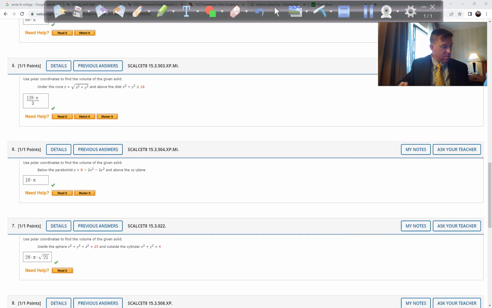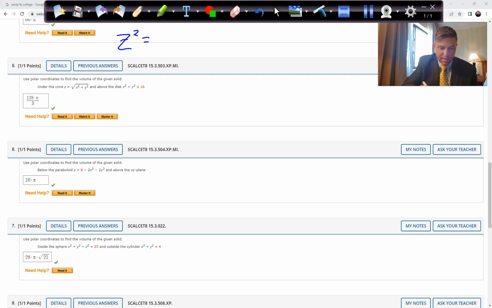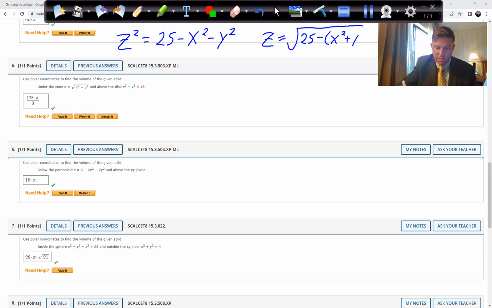Problem 7, so use polar coordinates again, and it says inside the sphere, so let's see what we got here. Now, inside the sphere, x squared plus y squared plus z squared is 25. Now I'm going to immediately isolate z from that. So z squared would be 25 minus x squared minus y squared, or z itself is equal to the square root of 25 minus, I'm going to factor out a minus here, x squared plus y squared. Well, that means z is really the square root of 25 minus r squared.